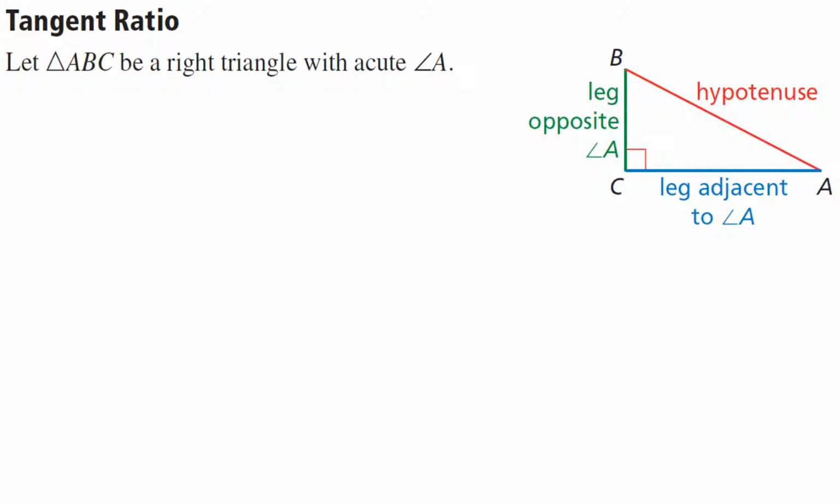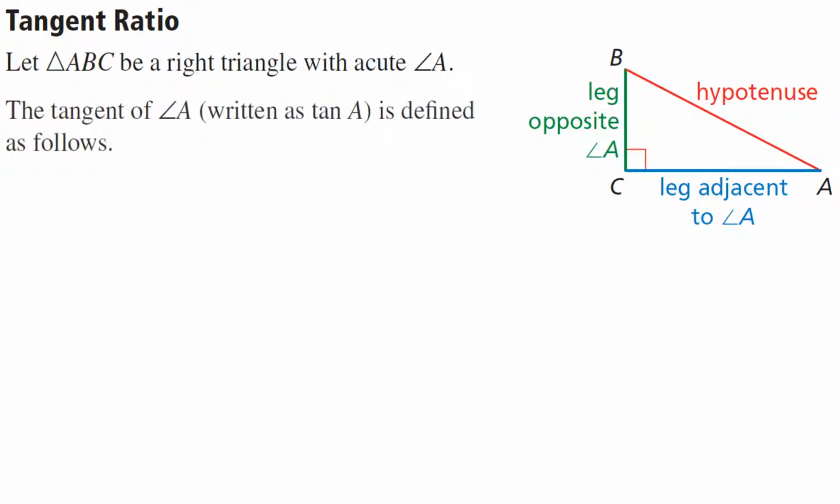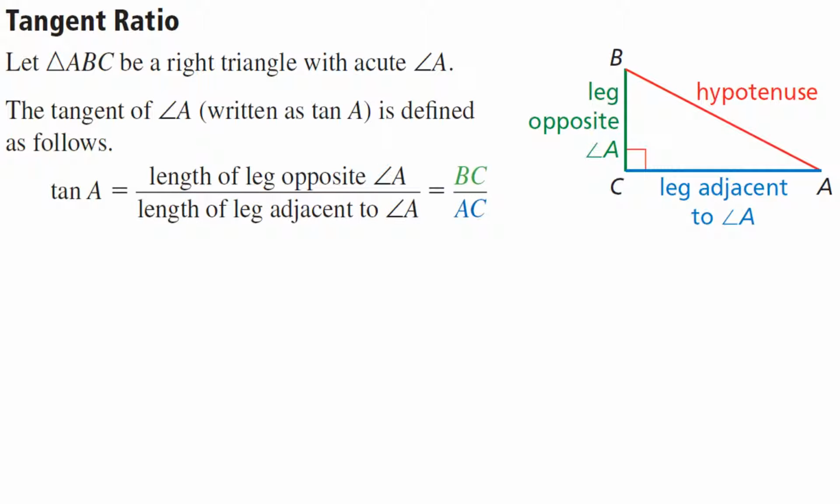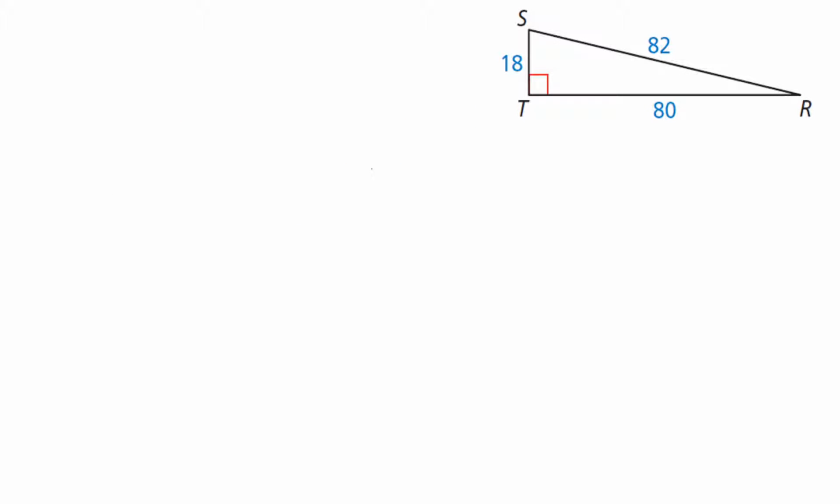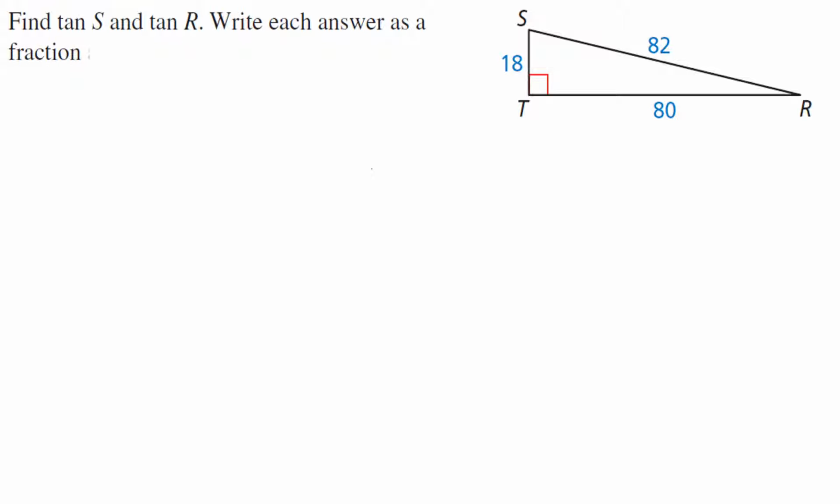Remember, ratio is just a fancy word for fraction. When we work with trigonometry, we're just looking for a fraction. So the tangent of angle A is the ratio of the opposite leg compared to the adjacent leg. This all seems to make a little more sense for students when we actually put some numbers in here instead of just a bunch of letters.